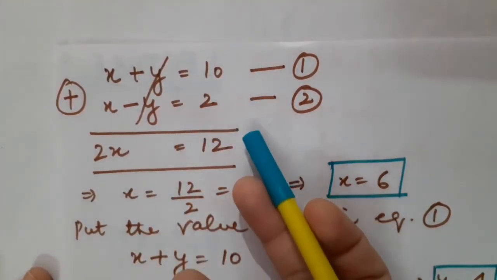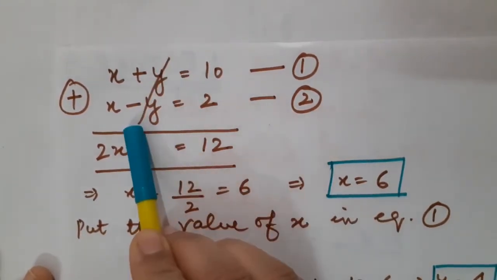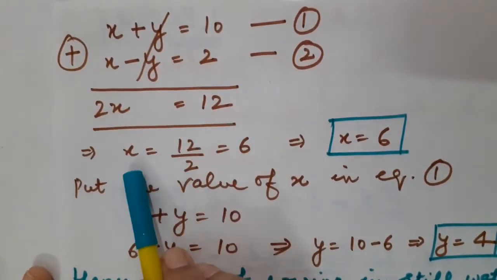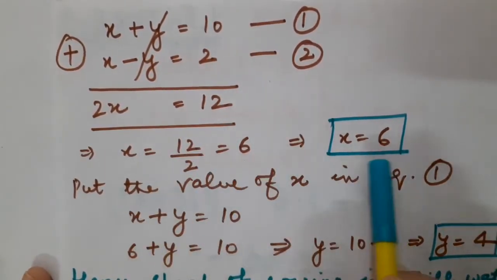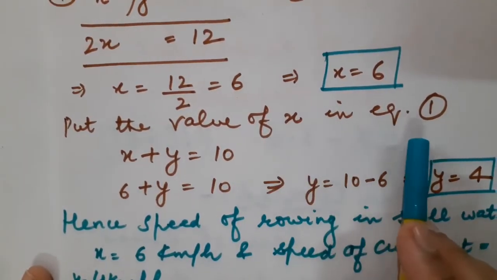Definitely, this is a very simple elimination method. Plus y and minus y will be cancelled. So what I have got is 2x = 12, so x = 12/2, that is x = 6. Now put the value of x in equation number 1.